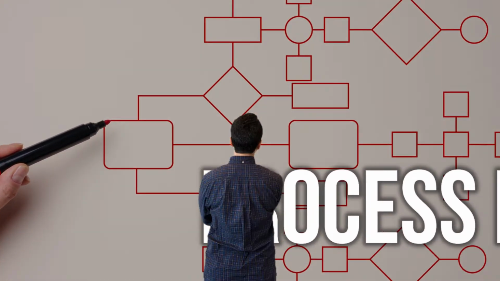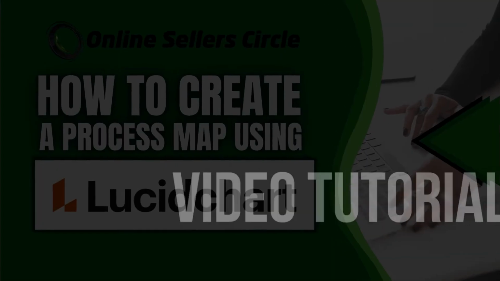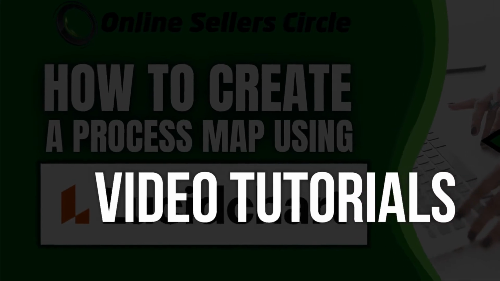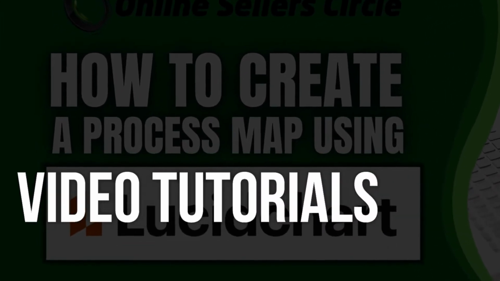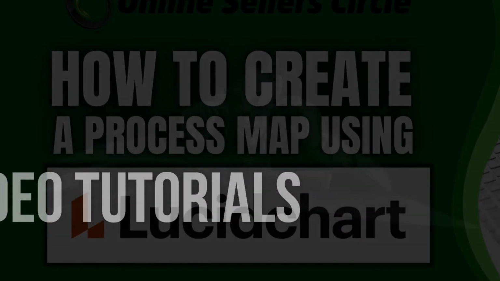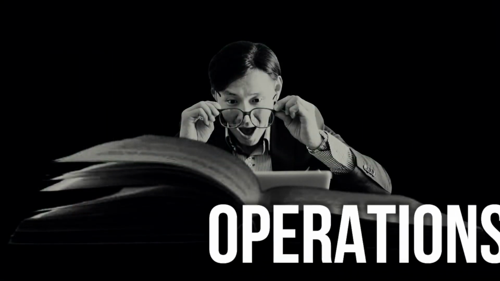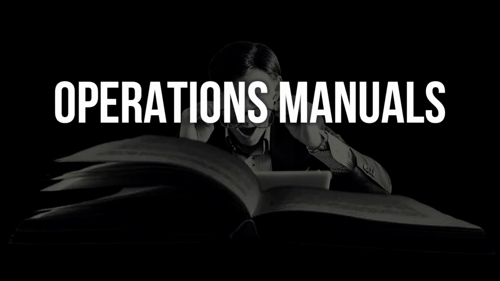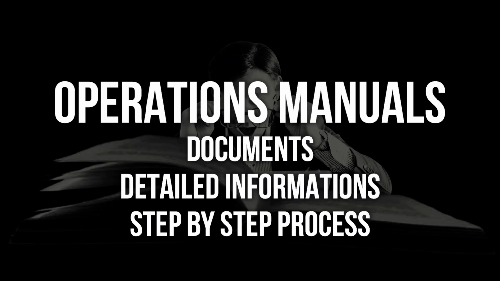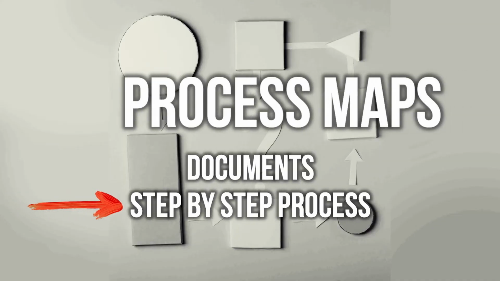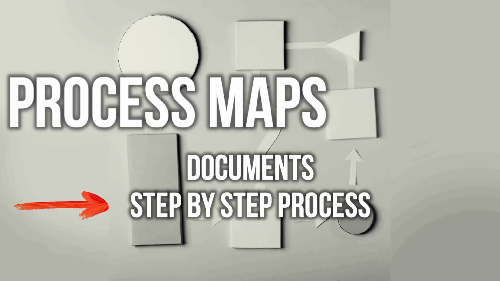Processes can be documented in a number of ways, such as creating video tutorials, operations manuals, and/or creating process maps. Video tutorials are videos created for internal consumption, which show a step-by-step procedure of the process being discussed. Operations manuals, on the other hand, are documents that team members read, which provide detailed information and steps on the process. Lastly, process maps are also documents which provide steps relating to the process.